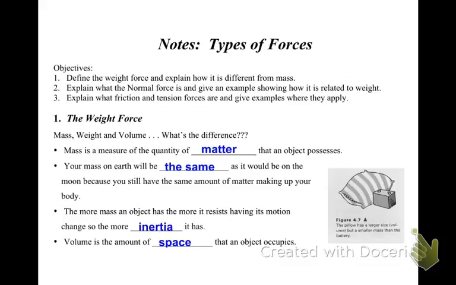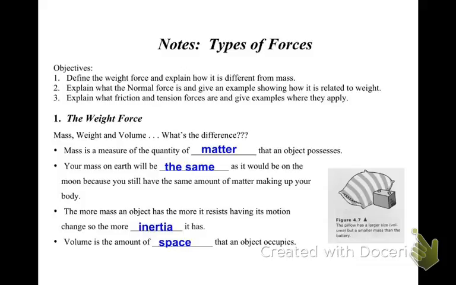So, mass, weight, volume, really, what's the difference between all of those terms? Now, a lot of people use mass and weight interchangeably, but mass is simply the measure of the quantity of matter that an object possesses. In other words, your mass on Earth will be the same as the mass on the moon because you still have the same amount of matter making up your body. The more mass an object has, the more it resists having its motion change, so the more inertia it has. Volume, however, is the amount of space that an object actually occupies.